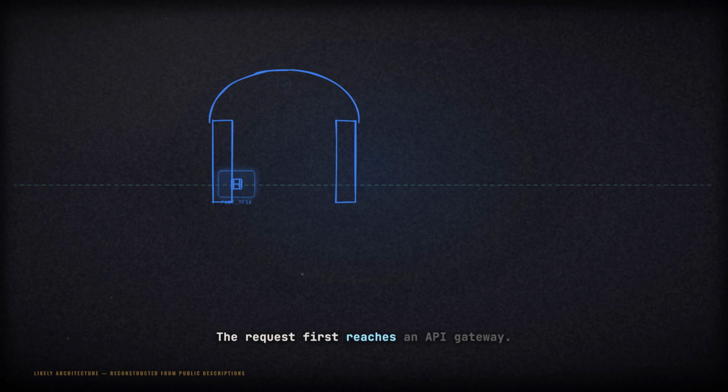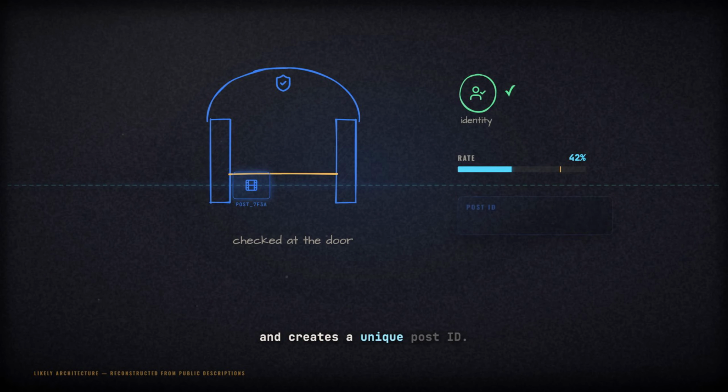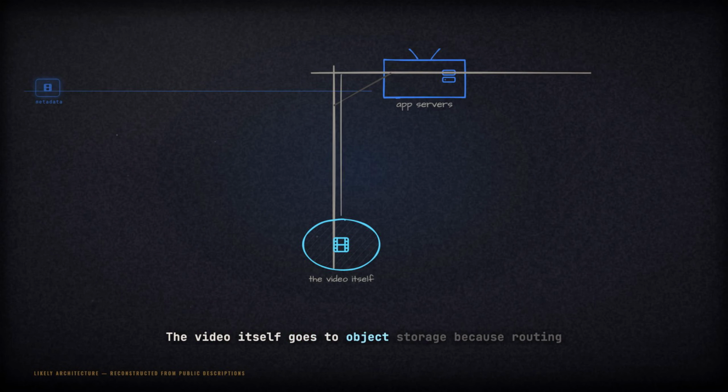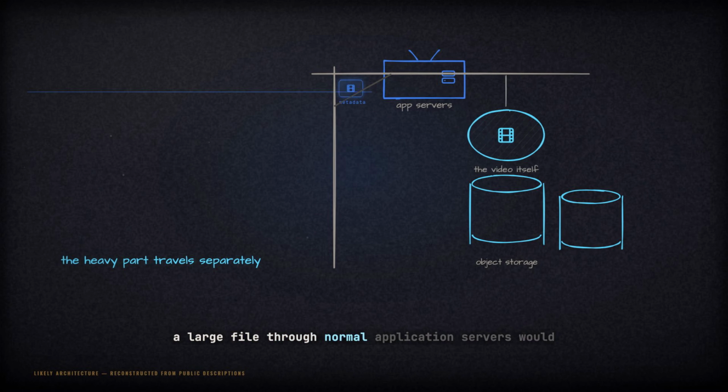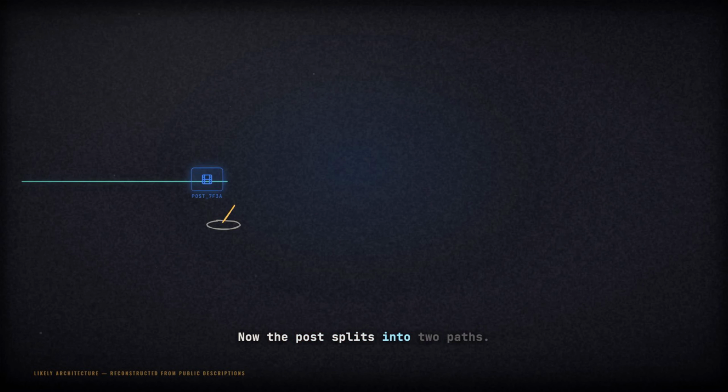The request first reaches an API gateway. It authenticates the user, applies rate limits, and creates a unique post ID. The video itself goes to object storage because routing a large file through normal application servers would waste memory and bandwidth. Now the post splits into 2 paths.